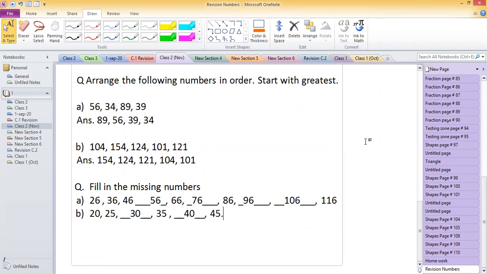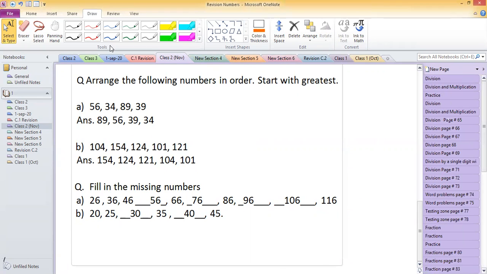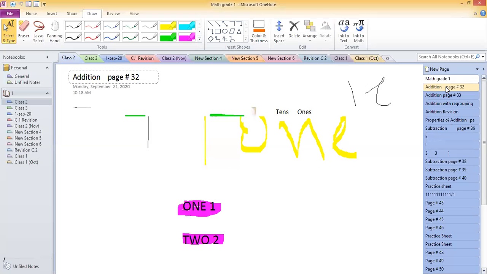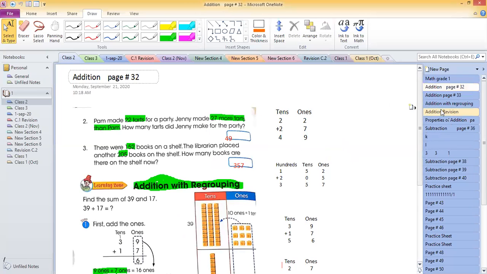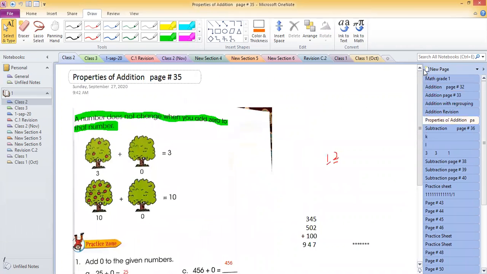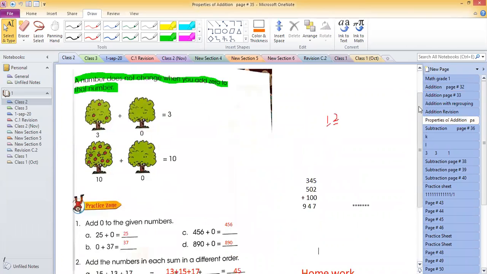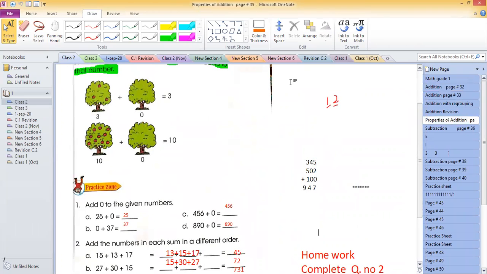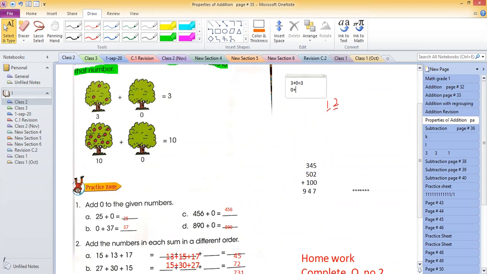All right, guys. Now we'll start a new topic for revision, that is addition. We'll see addition first. We have to do addition, guys. Let's look at the properties of addition first. These are some properties of addition, guys. I tell you, in addition, if you change the order of the numbers, that doesn't change the answer. 3 plus 0 equals to 3, or 0 plus 3 is also equals to 3.